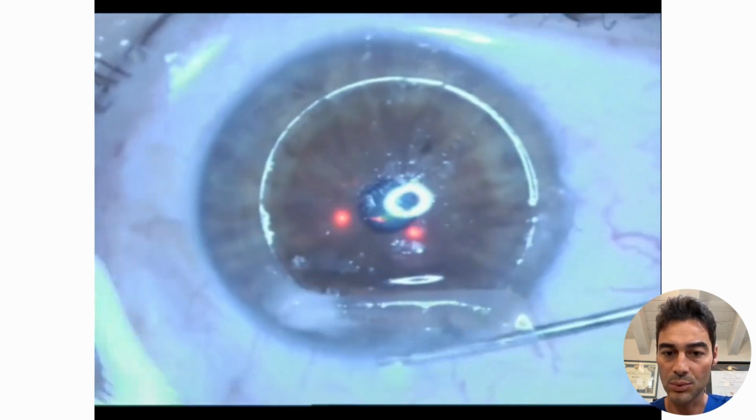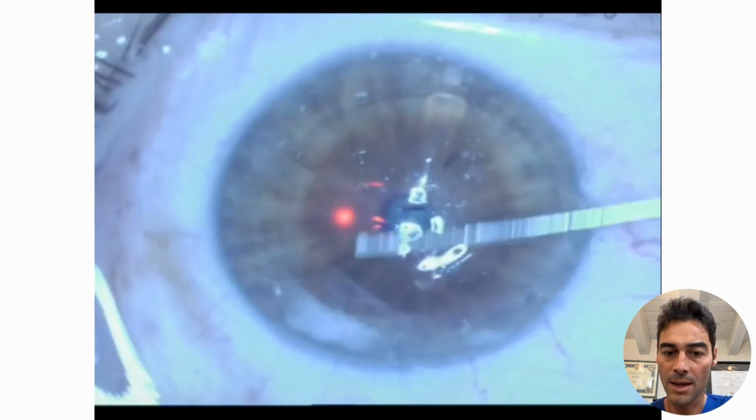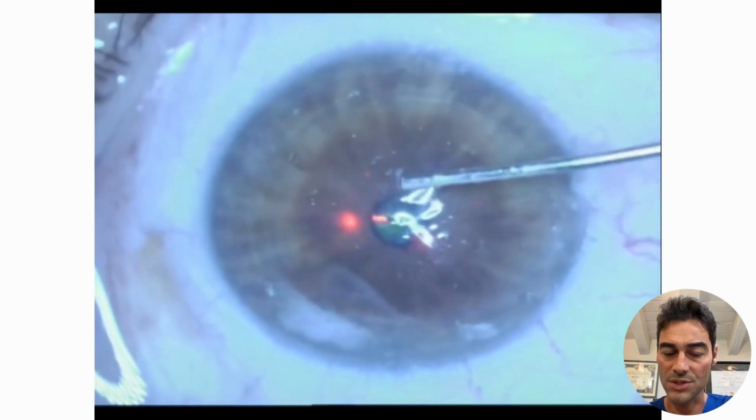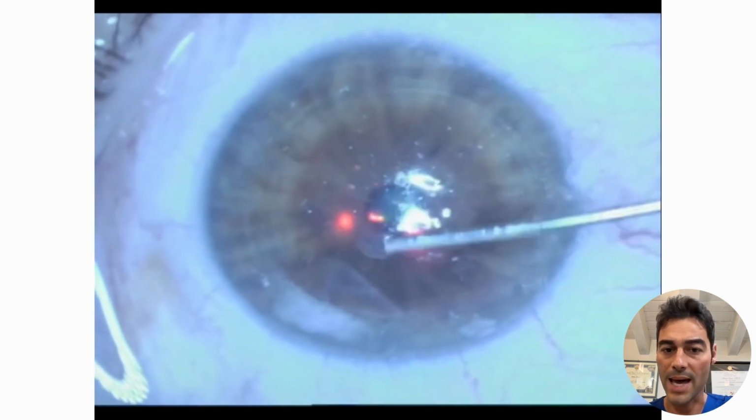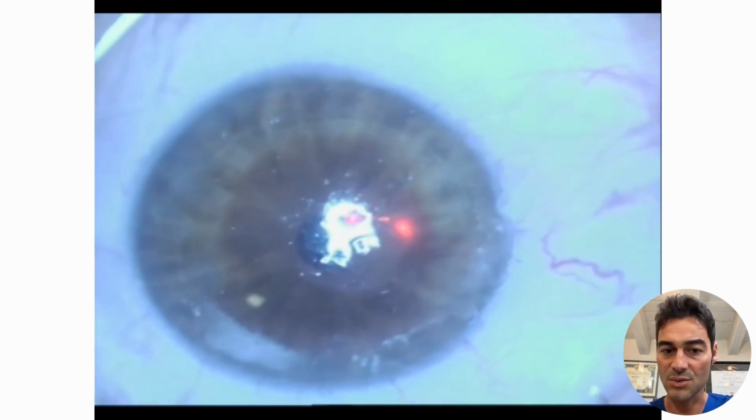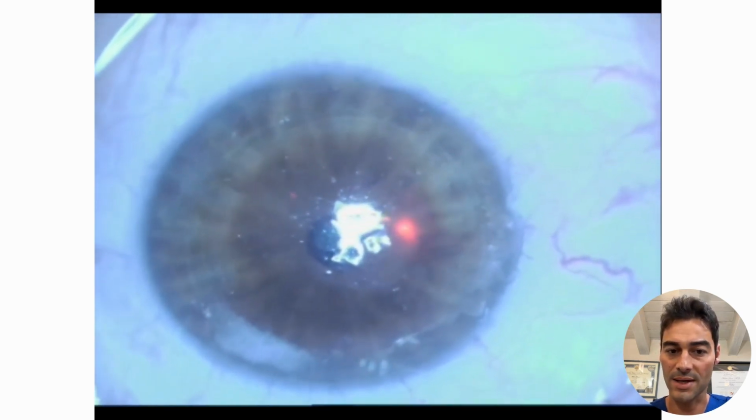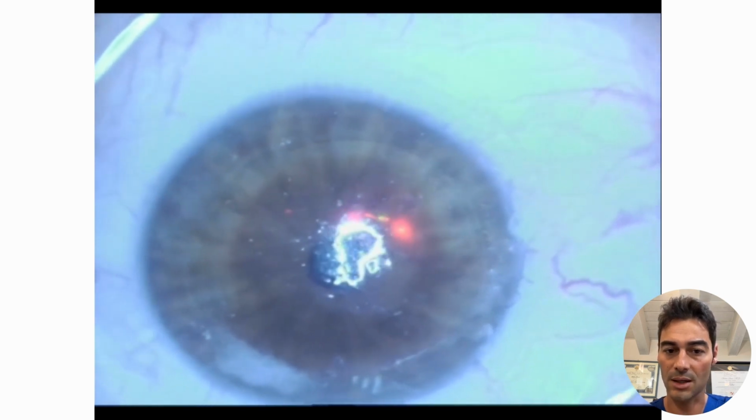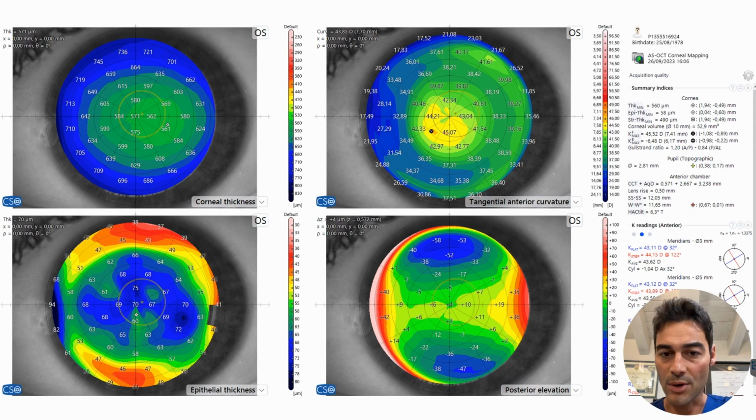we could put all the pieces together, and now the small tear is somehow solved, and we applied a bandage contact lens in order to keep all the pieces together and allow some healing of the cornea. So here at the end of the procedure, a contact lens was applied, and actually the patient did very well. This is the topography after the treatment a few months later, and everything is perfect.